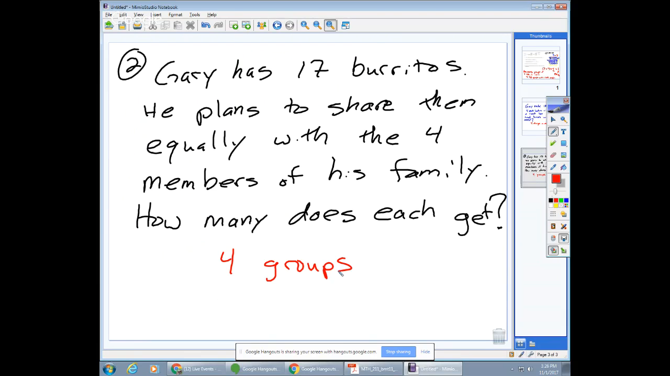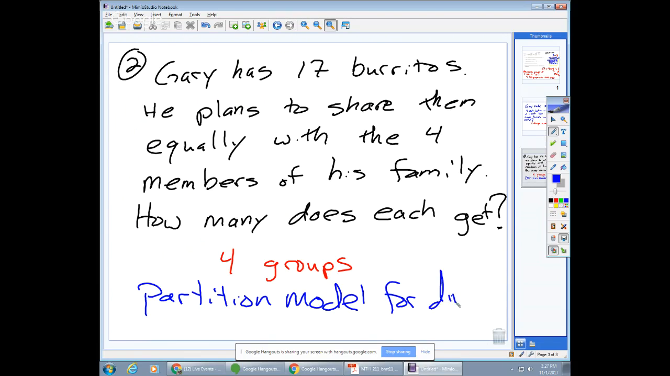So when I know the number of groups, that's called the partition model. This scenario 2 right here is what's called the partition model for division. And that's what they're referring to at the end, that last part in the second page of this activity.